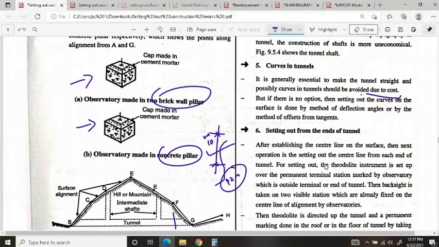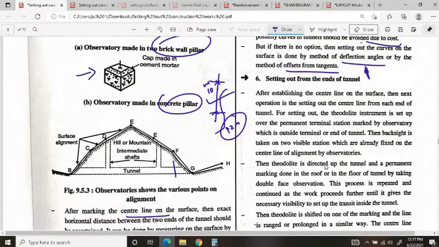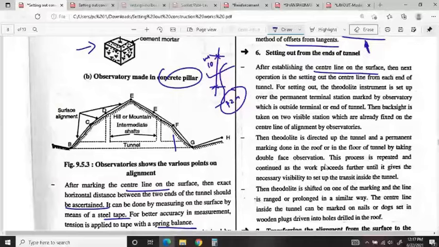But if there is no option, then setting out of the curve on the surface is done by the method of deflection angles. You already learned this one, or by the method of tangents. Next, the option is to set out the center line from each end point.